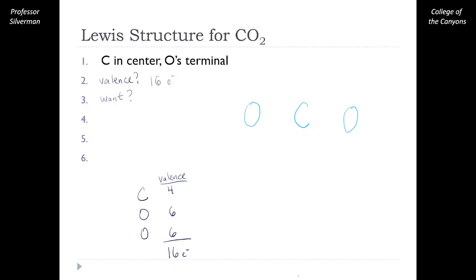The next step, we can figure out how many electrons we would like to have if we weren't doing any sharing at all. Basically, every atom wants 8 electrons besides hydrogen. Carbon would like the octet, oxygen would like the octet, the other oxygen would like the octet. If there's no sharing at all, we would need to have 24 electrons.